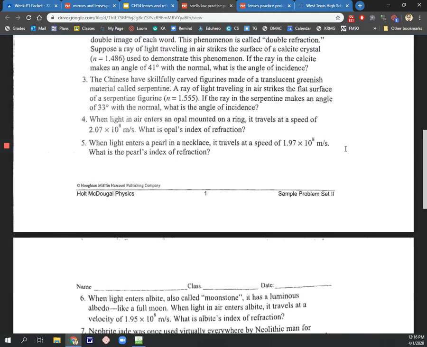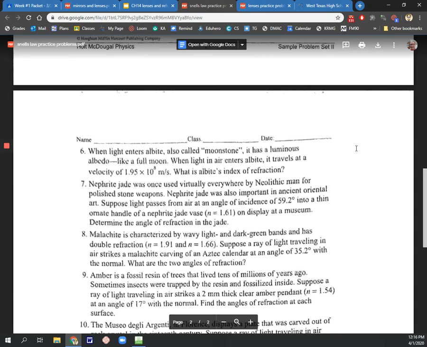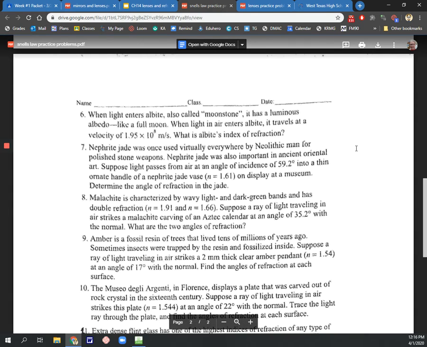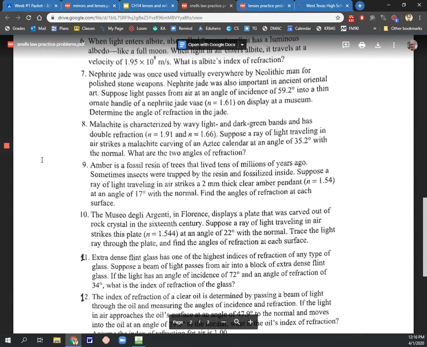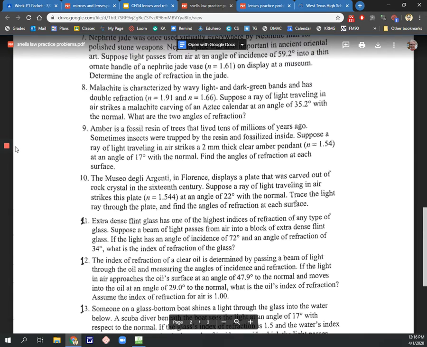Sometimes it can move between several different media. Let's see here. Do we want to look at... let's not look at number 8. Number 8 is just asking you to work 2 problems. Oh, I like number 9. Let's look at number 9.